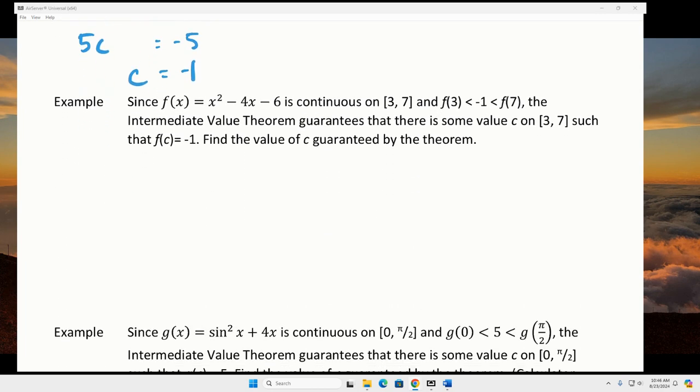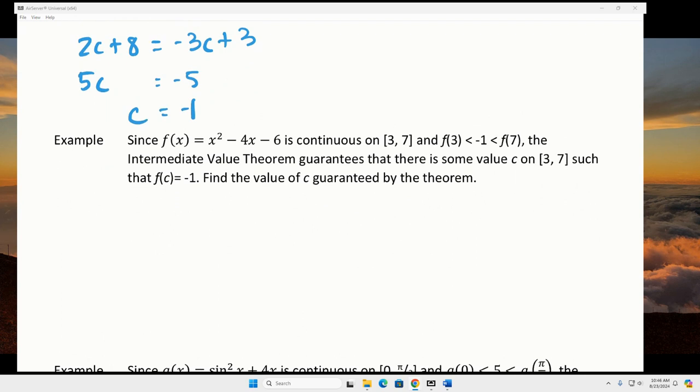Alright, so I just have the statement. Since f of x equals that, and is continuous on the interval from 3 to 7, and -1 falls in between those, the intermediate value theorem guarantees blah, blah, blah. So, what am I going to do first? Put c in for x. What do I want it to equal? We want it to equal -1.